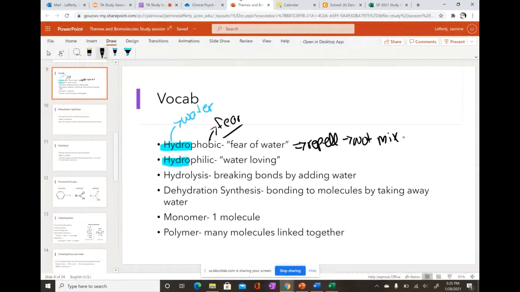Oil. Good. And we will learn later that oil is a type of lipid.